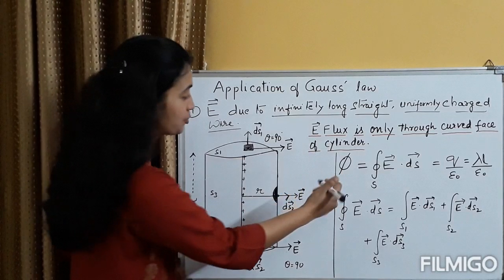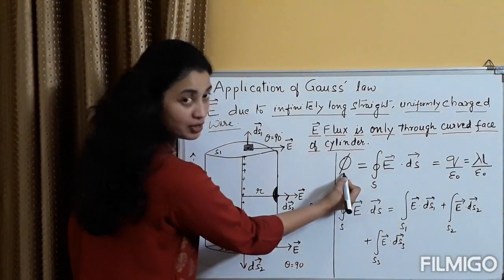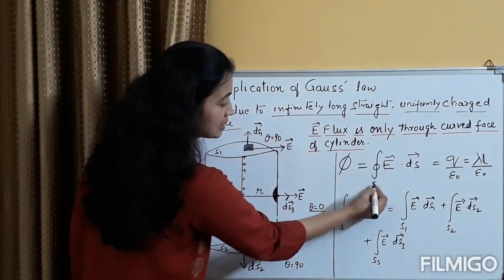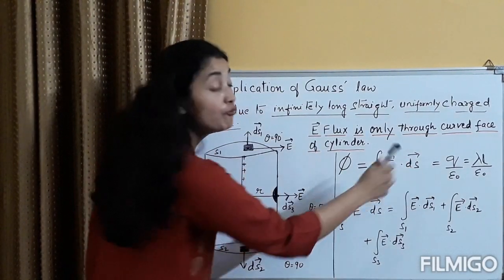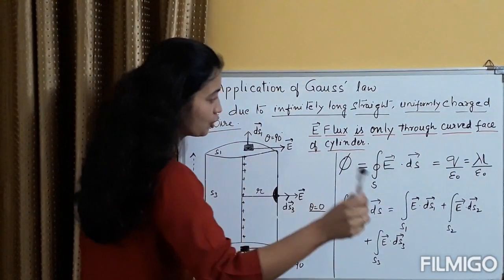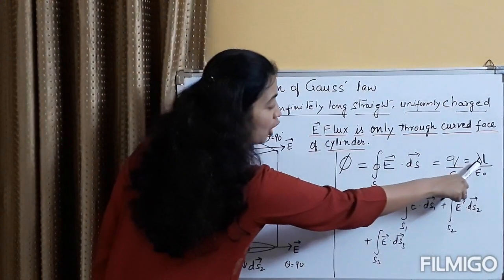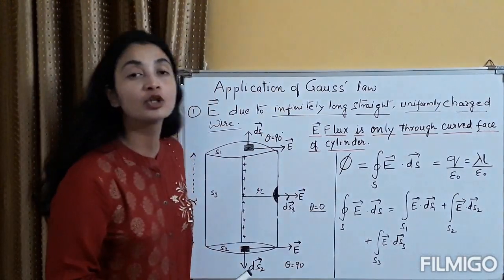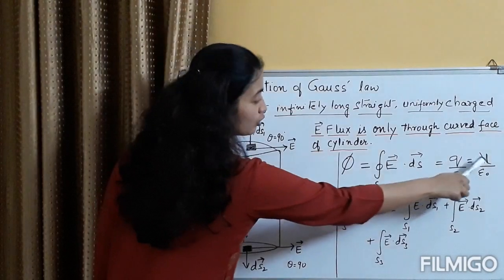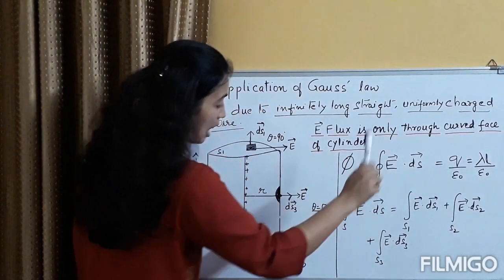Writing the mathematical expression. This is something we know. Total flux is equal to closed integral of E dot ds, which is again equal to Q by epsilon naught according to Gauss theorem, and Q itself is the product of lambda into the length of the particular wire. So Q equals lambda times length. We have written this expression now.